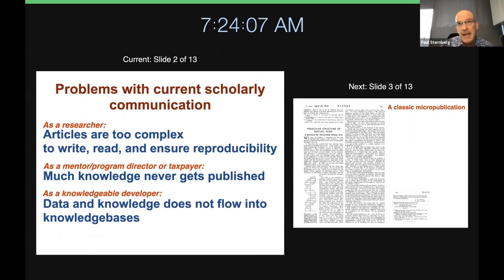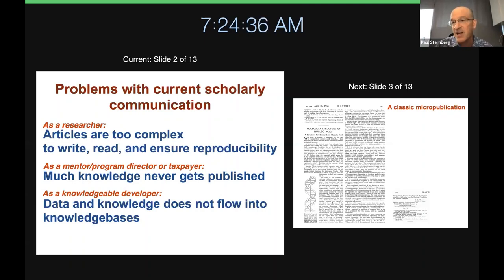Now, as a taxpayer, and also as a mentor and program director who watches young careers and people publish, more than half the information doesn't get published. So that's a big problem. And finally, as a knowledge-based developer, not a knowledgeable developer, I should go to Stack Exchange more, it'd be more knowledgeable. Data and knowledge don't flow into knowledge bases. So that's a big problem that we're concerned with.